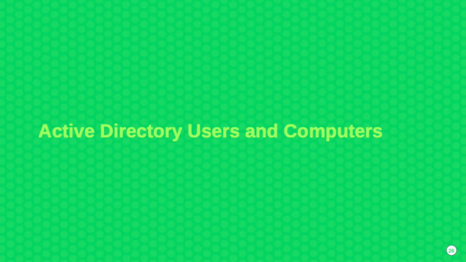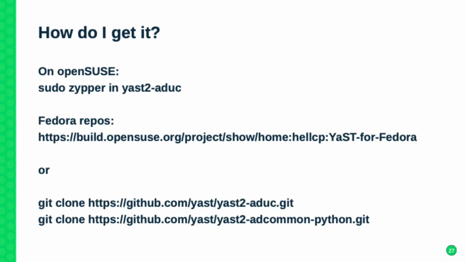So Active Directory Users and Computers has been in Windows Server since 2000. Of course, it's a simple tool for administering objects in AD. On openSUSE, you can get it by just doing a zypper install in YaST for ADUC. Pretty simple, straightforward.